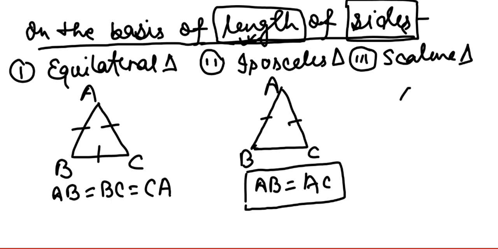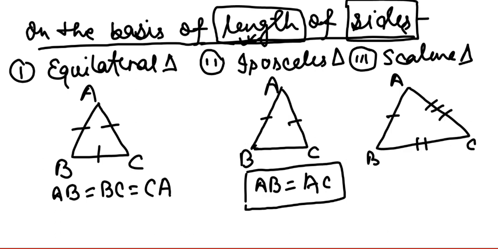Scalene triangle. Let us consider students, we have triangle ABC, and the lengths of all the sides are different. That is, AB is not equal to BC, is not equal to CA. Then this type of triangle is known as a scalene triangle.